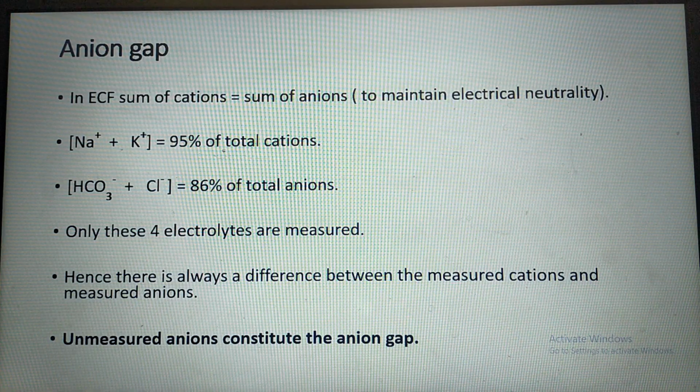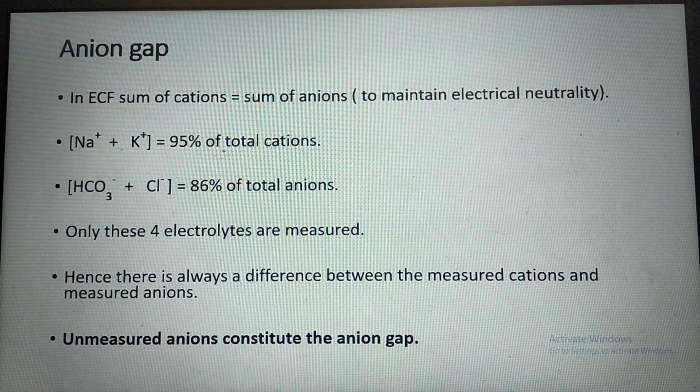Now from this slide you can easily find out that the sum of measured cations, that is sodium and potassium, is 95%, and the sum of measured anions, that is bicarbonate and chloride, is 86%. That means measured cations are always more than measured anions. Now this gap is called the anion gap. Very easy, right? Hence there is always a difference between the measured cations and measured anions. The unmeasured anions constitute the anion gap, right?